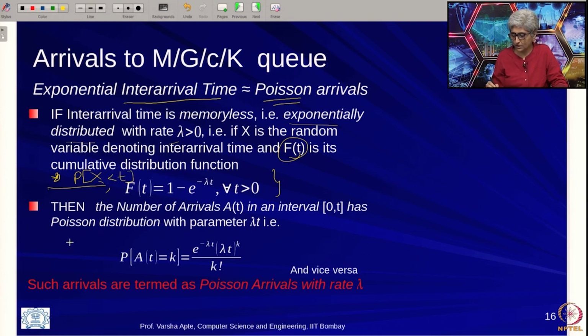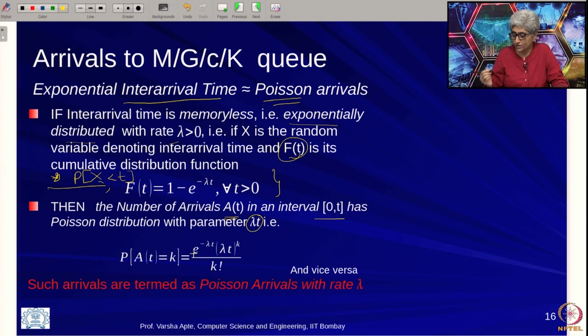Similarly, suppose the number of arrivals is denoted by A(t), which denotes the number of arrivals to a queue in the interval 0 to t. If the inter-arrival time is memoryless, then the number of arrivals has Poisson distribution. This is the relationship basically, and it is vice versa also. If the number of arrivals A(t) in an interval 0 to t has Poisson distribution with parameter lambda t, then the inter-arrival time is exponentially distributed.